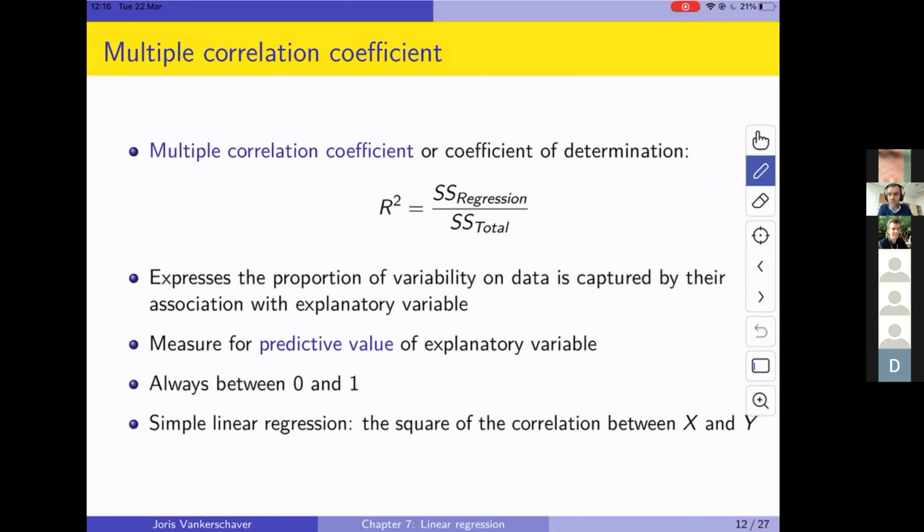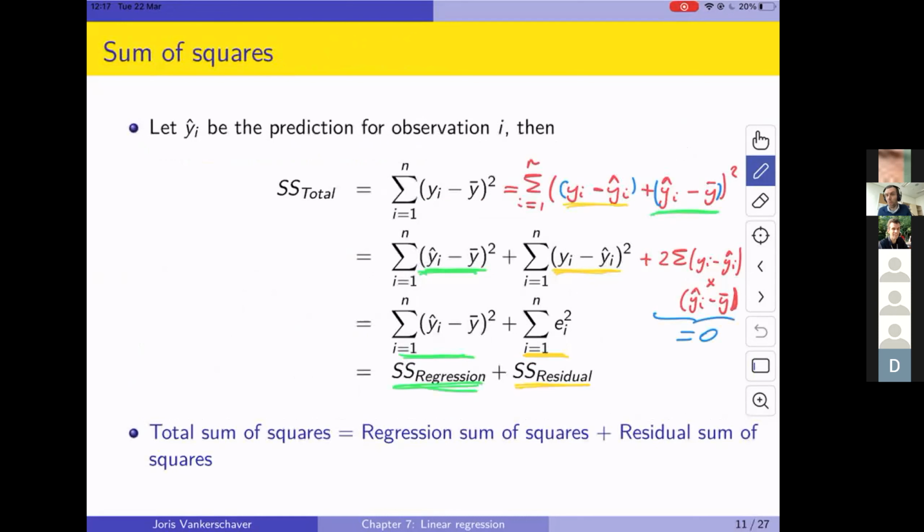And so now with these two terms together, we can derive a measure to quantify how well my model captures the data, and that is called the multiple correlation coefficient. And it's typically written as R squared, although it's not always the square of something. You should look at the definition to see what it is. The way that we define it is we look at the quotient of the regression sum of squares over the total sum of squares. And so why do we do that?